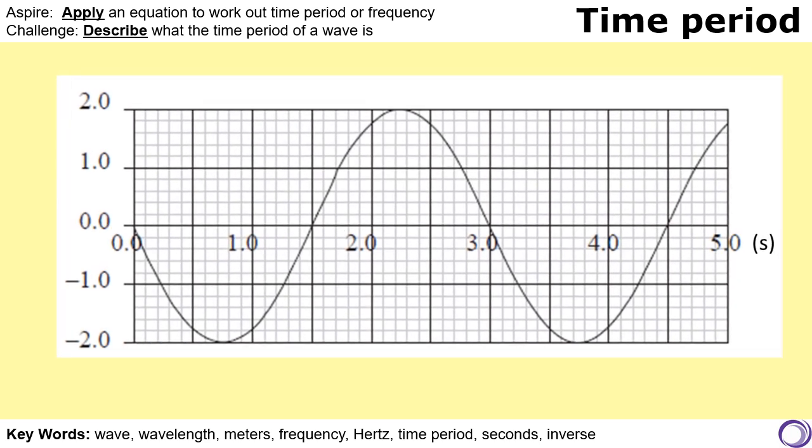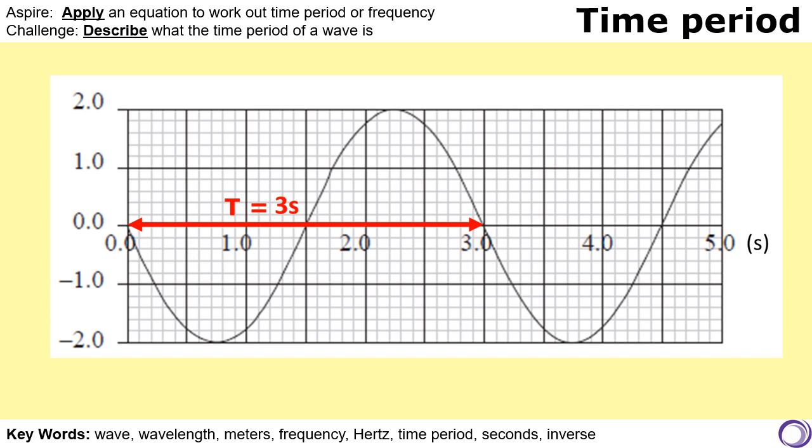On this first wave, we can label a full wave cycle. And you can see on the diagram, and we've previously worked out, that this full wave cycle takes 3 seconds. So in 3 seconds, we have 1 wave cycle. That is the time period of this wave. So the time period is how long it takes in seconds for 1 full wave to pass a point. So on this wave, our time period is 3 seconds.